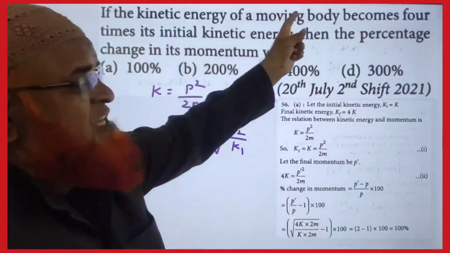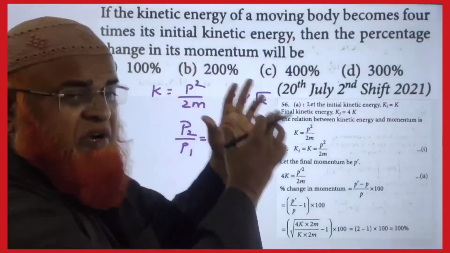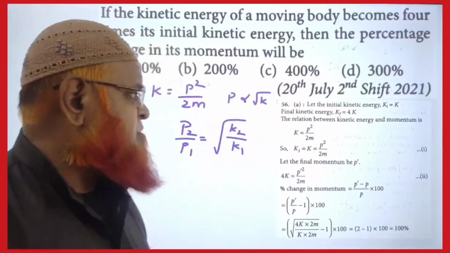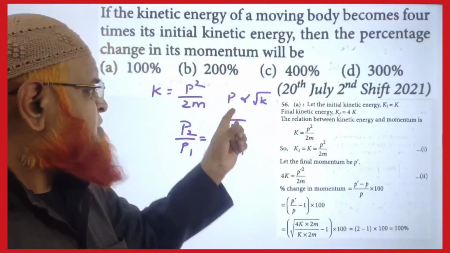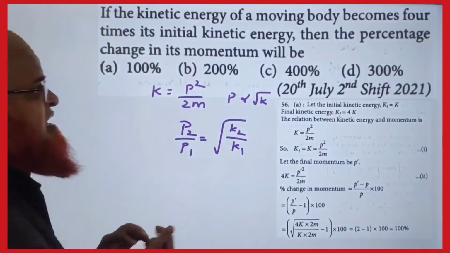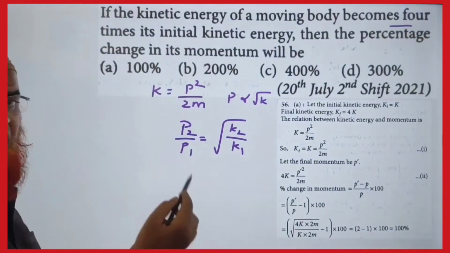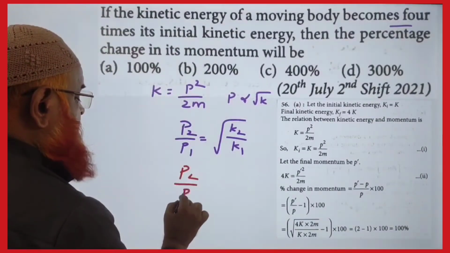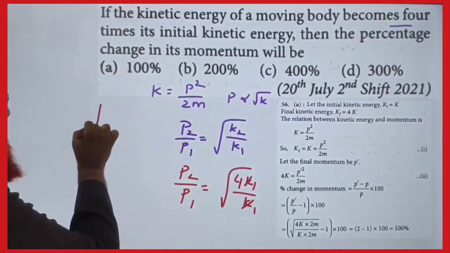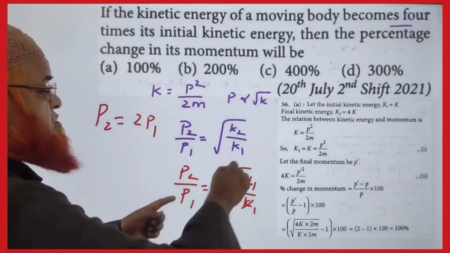If energy becomes 4 times the initial kinetic energy, then what is going to be the momentum? This is the problem actually. So first of all, what is the relation between kinetic energy and momentum? Kinetic energy is P square by 2m. P is directly proportional to root K. That means P2 by P1 is equal to square root of K2 by K1. Here he says that kinetic energy becomes 4 times. What does it mean? P2 by P1 is nothing but square root of 4 times the previous kinetic energy. So P2 is going to become 2 times P1.